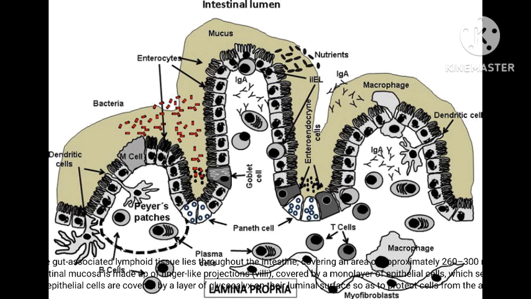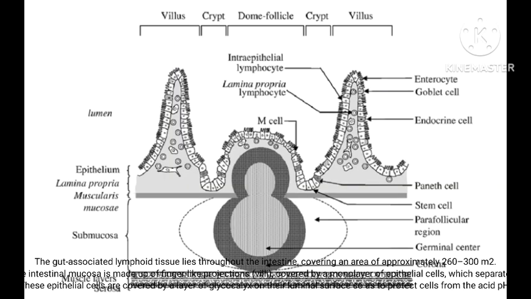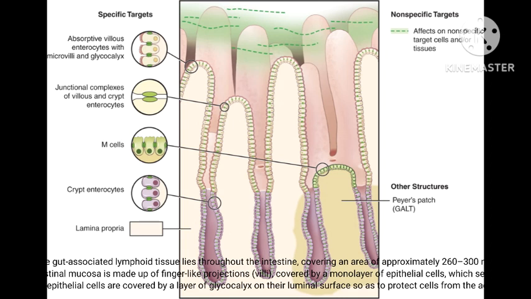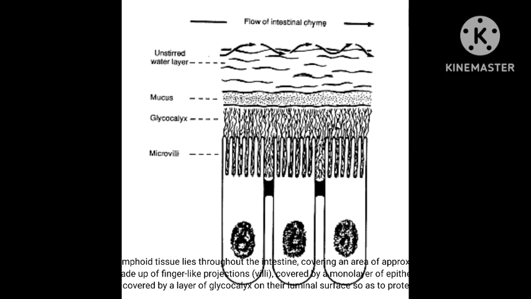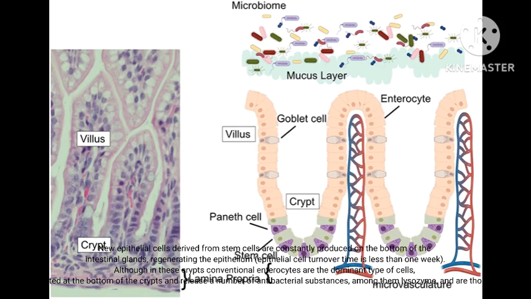In order to increase the surface area for absorption, the intestinal mucosa is made up of finger-like projections, villi, covered by a monolayer of epithelial cells, which separates the GALT from the lumen of the intestine and its contents. These epithelial cells are covered by a layer of glycocalyx on their luminal surface so as to protect cells from the acid pH. New epithelial cells derived from stem cells are constantly produced at the bottom of the intestinal glands, regenerating the epithelium. Epithelial cell turnover time is less than 1 week.